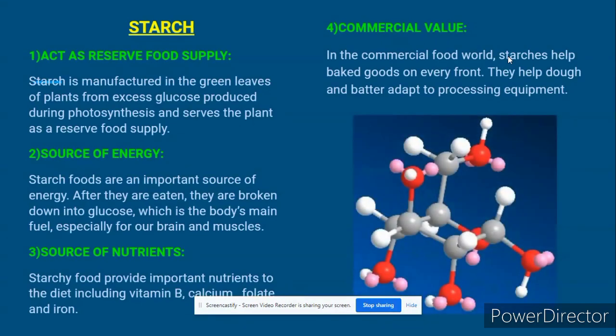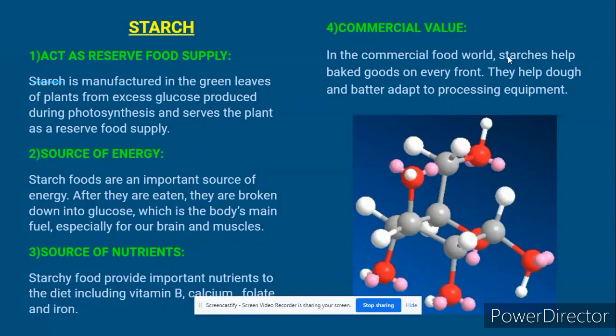About the starch. Starch is manufactured in the green leaves of the plant from excess glucose produced during photosynthesis and hence serves the plant as a reserve food supply. Starches also act as a source of energy. Starch foods are an important source of energy. After they are eaten, they are broken down into glucose, which is the body's main fuel, especially for our brain and muscles.